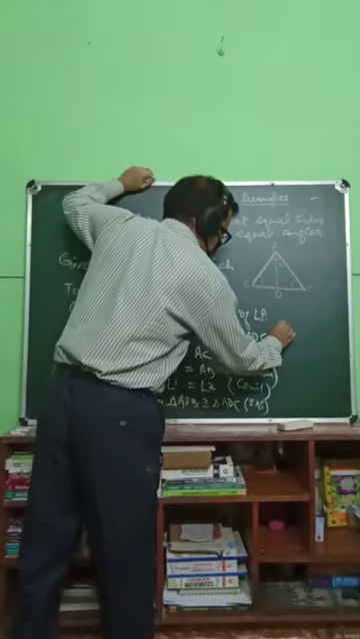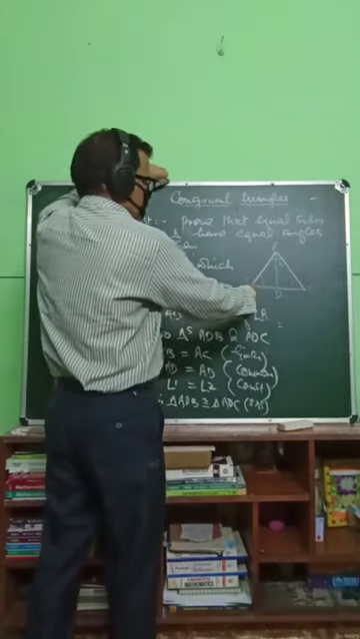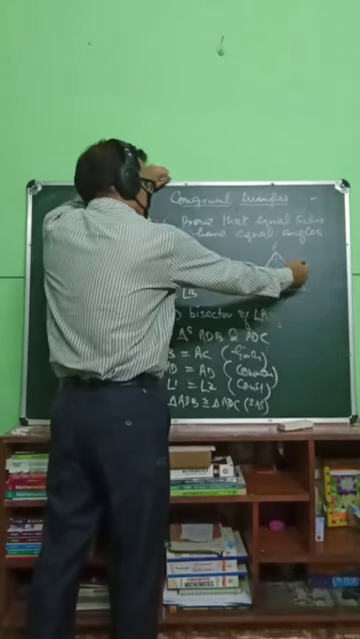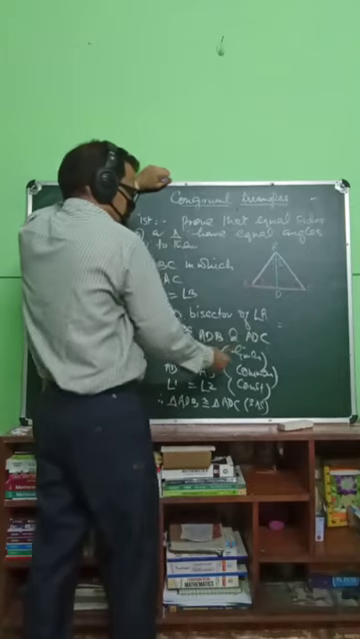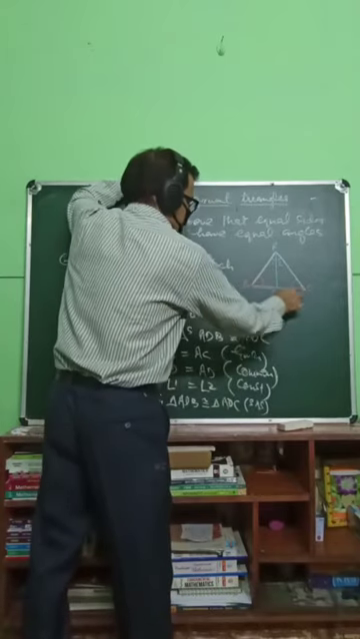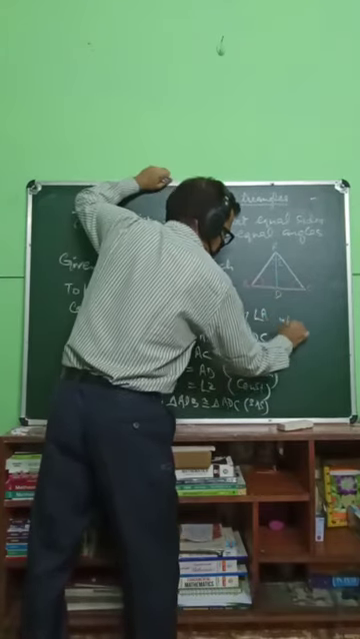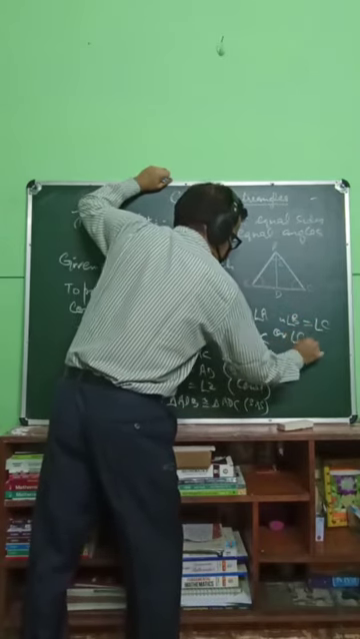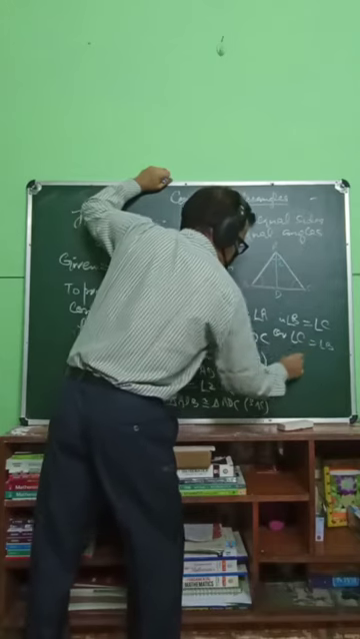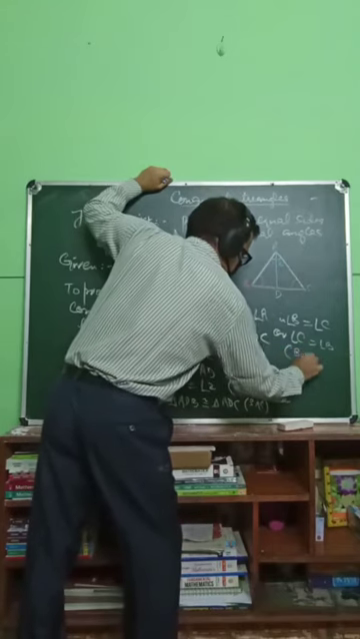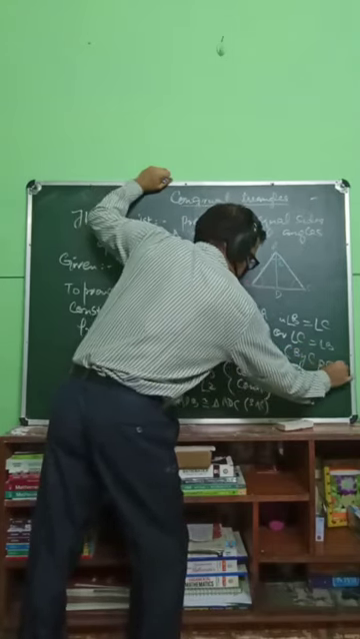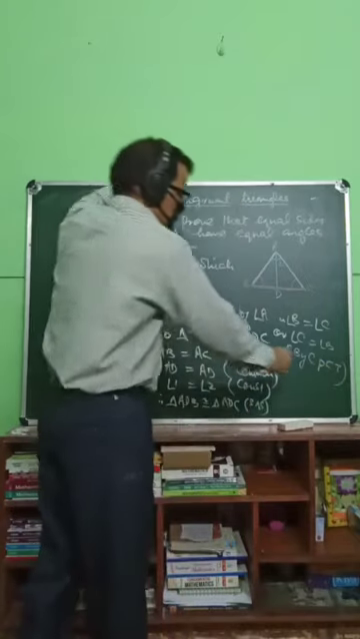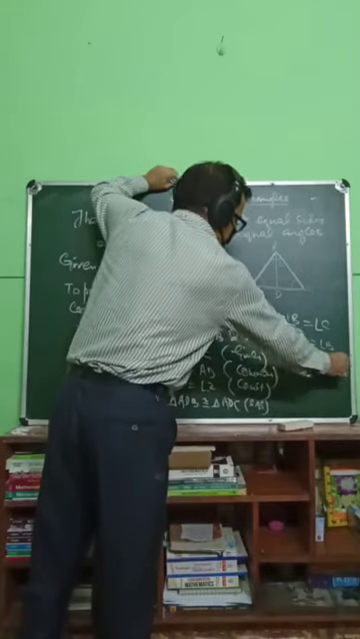Therefore, इस ट्रायंगल का B और इस ट्रायंगल का अगर मैं इसको फोल्ड करूंगा, this C will fall on B. That means C and B will be equal. Therefore, angle B is equal to angle C or angle C is equal to angle B. इसको कहते हैं by CPCT. CPCT is nothing. It is corresponding parts of congruent triangles.